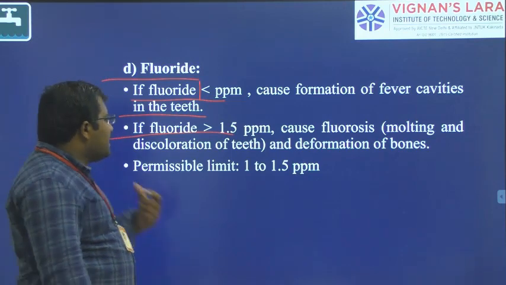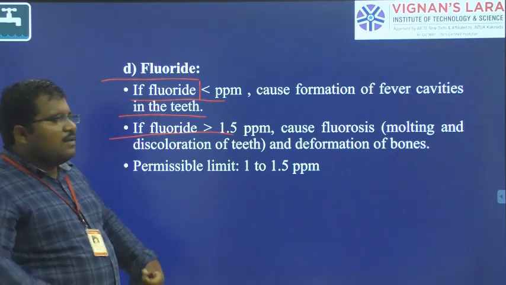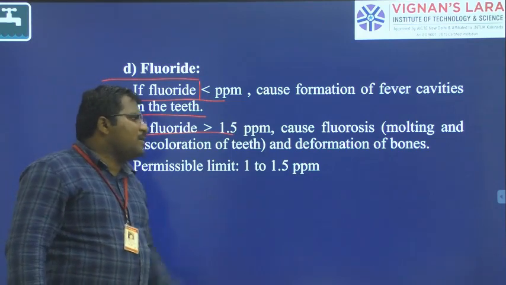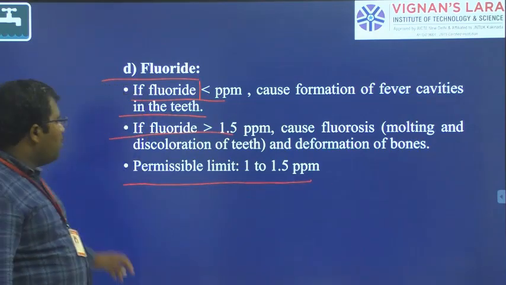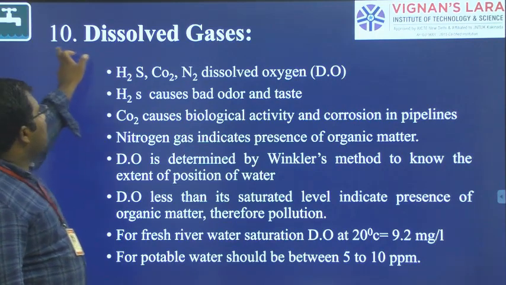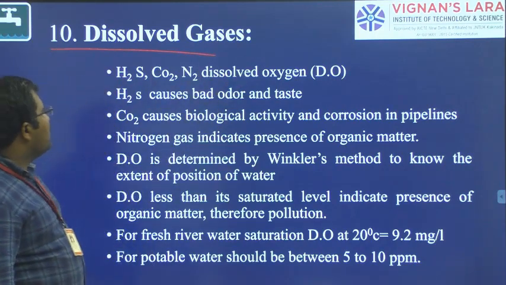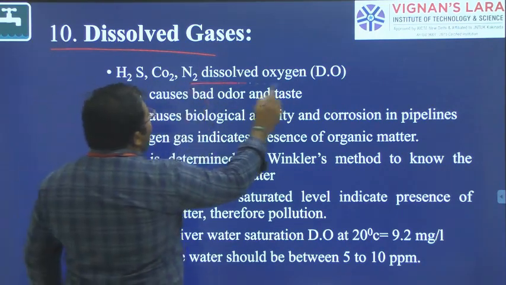That means discoloration of teeth as well as bending of bones, that is deformation of the bones. Okay, the permissible limit for fluoride is 1 to 1.5 ppm. Next, the last one is dissolved gases, where the important thing is dissolved oxygen.